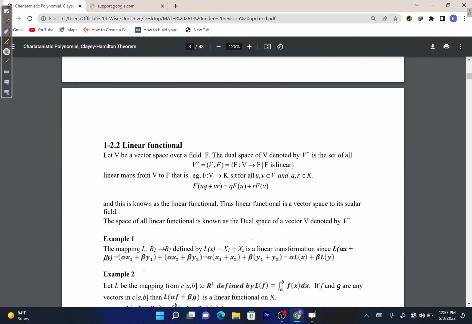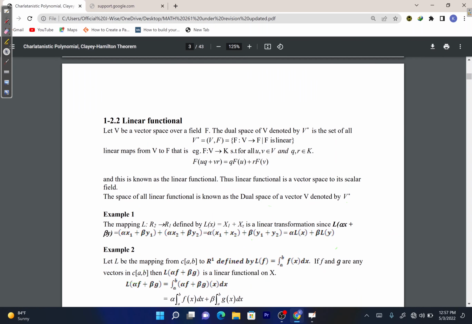Now let's move on to linear functionals. When we say linear functional in algebra, or in vector space, a linear functional maps a vector space to its scalar field. It maps a vector space to its scalar field.